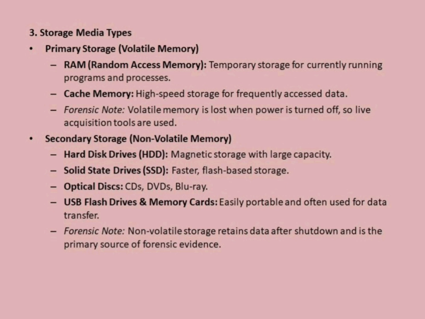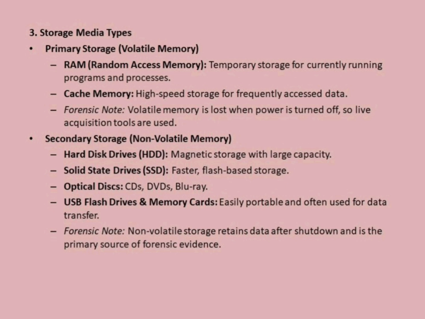RAM, random access memory, stores information about currently running programs and processes. For example, if a hacker has just accessed confidential files, RAM may contain traces of their activity before they are saved to disk. Cache memory, a high-speed storage area for frequently used data, can also reveal evidence of recently executed applications or web sessions. Live acquisition tools like Volatility Framework or Belkasoft Live RAM Capturer are used to extract this data without altering the system.